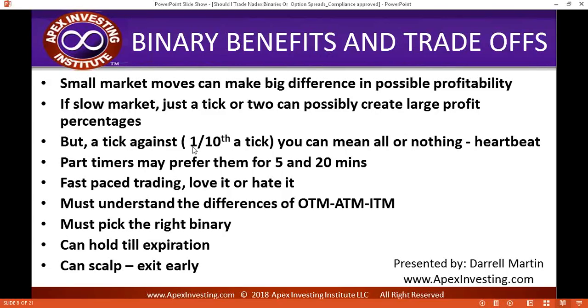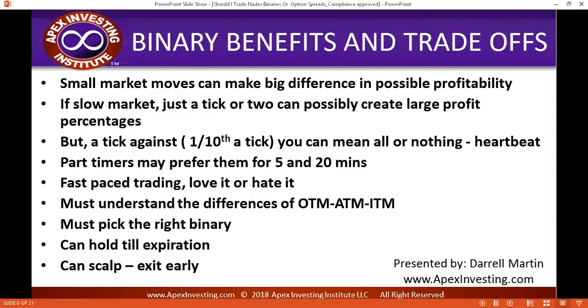Now, part-time traders might really prefer binaries, like the 5-minute and 20-minute binaries. You don't have a lot of time to trade. You can get in multiple trades in a short period of time. Trading 5-minute and 20-minute binaries can be very fast-paced. Okay, some people love that. Some people hate that. It's not a right or wrong. It's a personal preference.